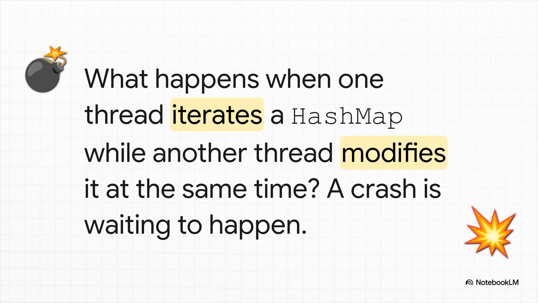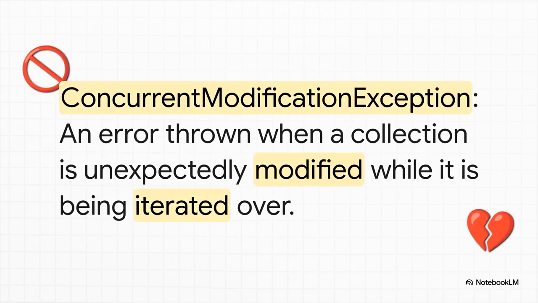Now imagine one thread is busy looping through the map, maybe to display a leaderboard, but at the exact same time, another thread comes in to update the map because a player just scored a point. What do you think is going to happen? This. The infamous concurrent modification exception.